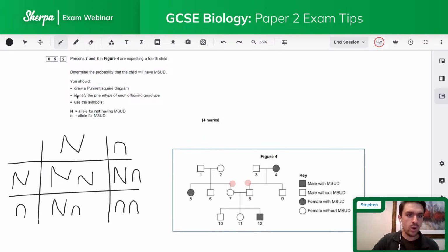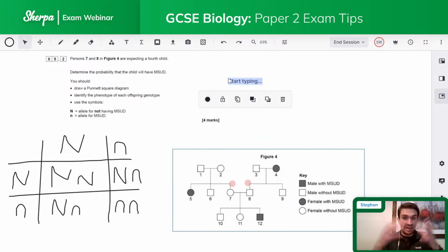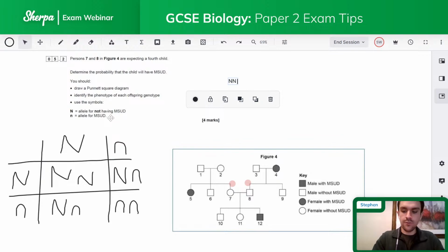Fantastic. We're now asked to identify the phenotype of each offspring genotype. Remember, the genotype is the genetic characteristics that make up an organism, so this is the N or little n. The phenotype is the physical appearance of that genotype. In this case, it's do they have the disease or do they not? So for capital N, capital N, this individual here is going to be unaffected. We can just write that they're unaffected, they don't have MSUD.